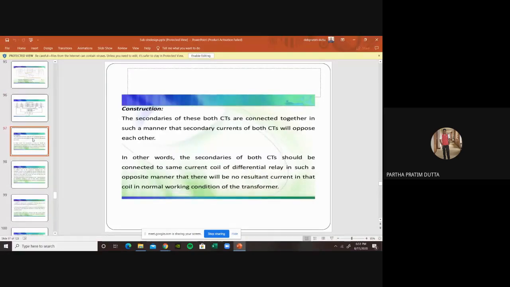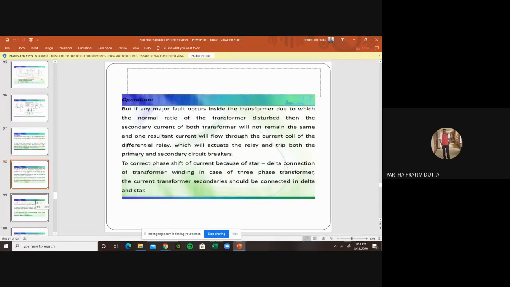This is the construction of differential protection. The operation is given over here. Differential protection has a little bit of limitation. The magnetization characteristics of the CTs and the ratio change with respect to the circulating current. That's a major thing. If the pilot wire is very long, the resistance will be much higher.